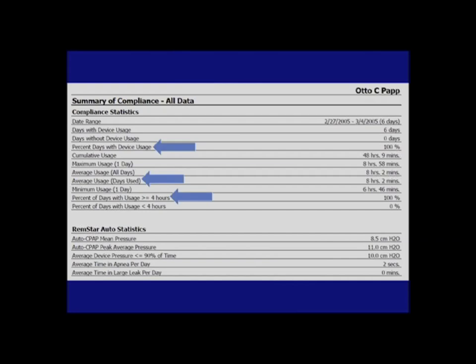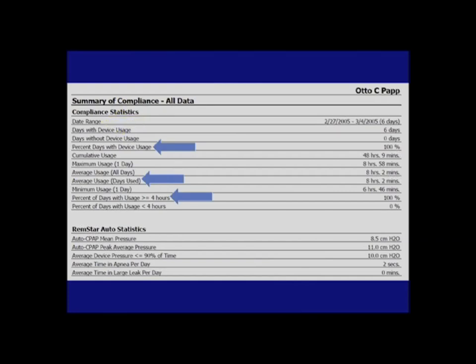And I want to just show you here an example of a compliance report that can be downloaded from the actual CPAP machine, from the chip at the back. And what you'll often get is this 20-page document, and then there'll be a summary page on the last page. And you could often flip to the summary page and look at a couple of these numbers. And the first number to look at is the percentage of days with device usage. And you could look at the date range as well, from what date to what date.